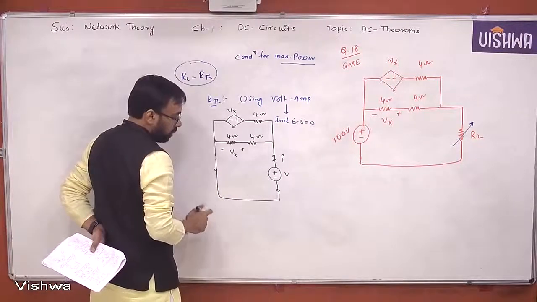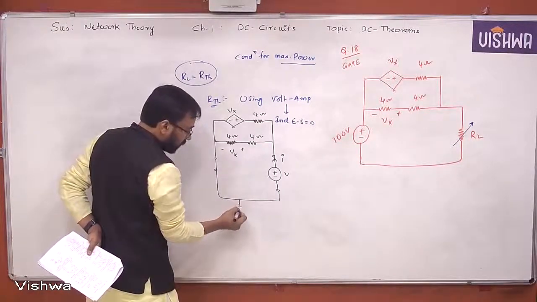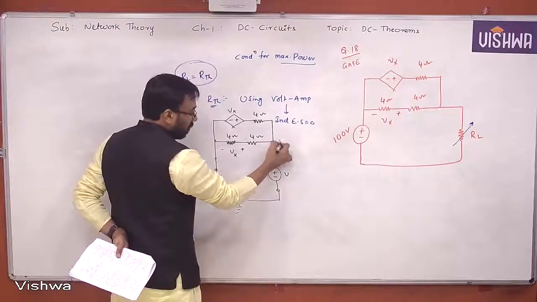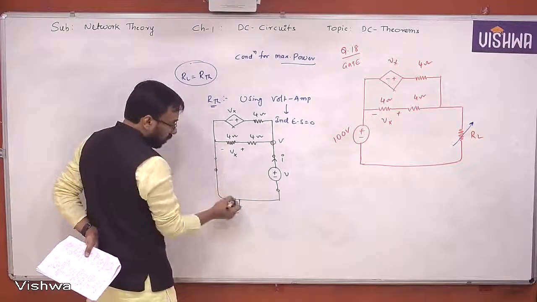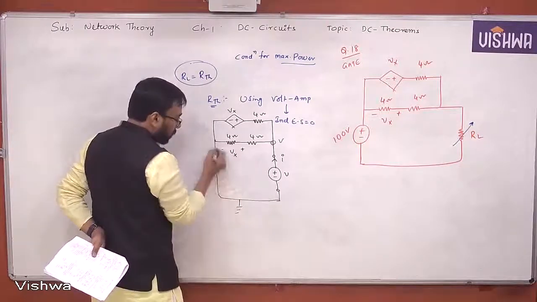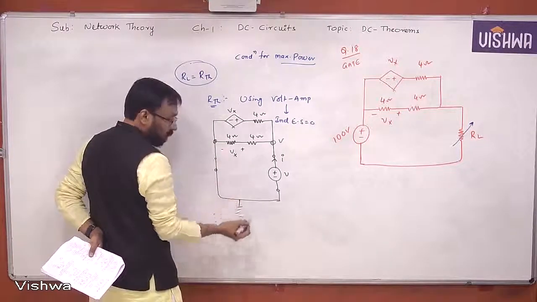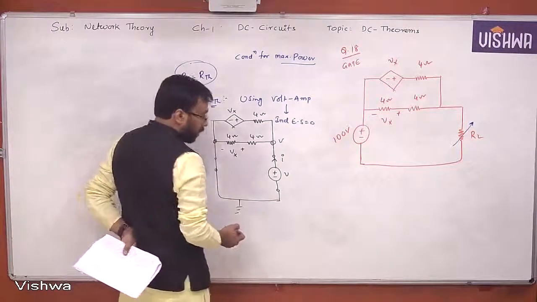How do you do it? So using again node analysis, if I take this as 0, then obviously this will become V. This is also 0, right? All these are the same. Okay, this is also same. This point and this point both are operating at the same potential. Now you tell me, what do you get?